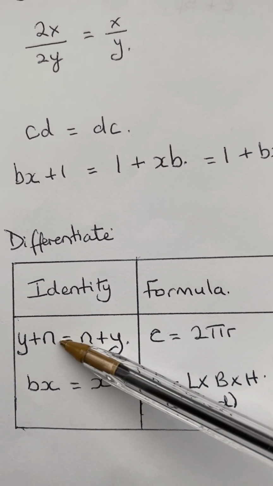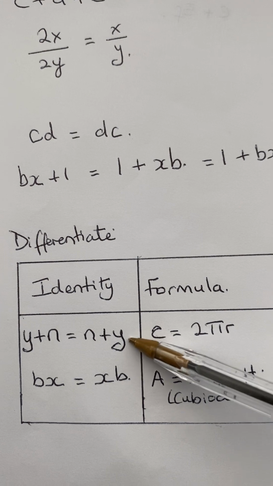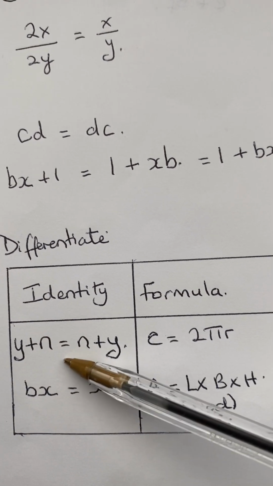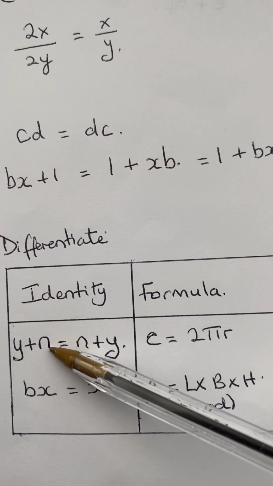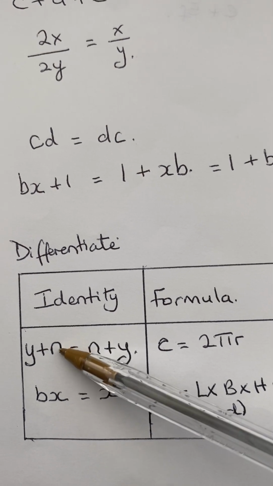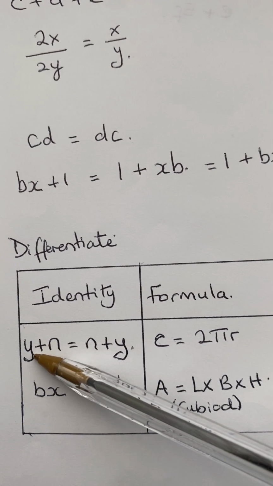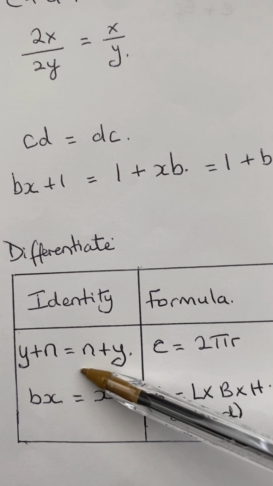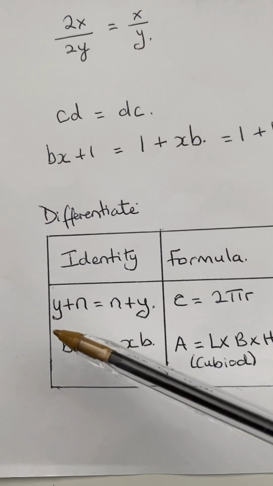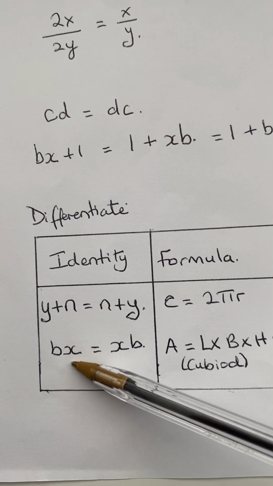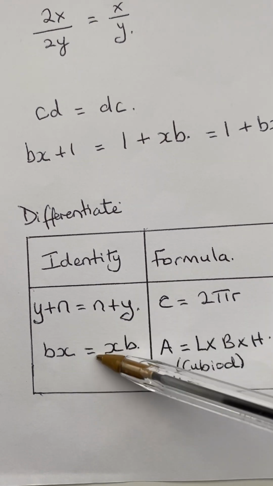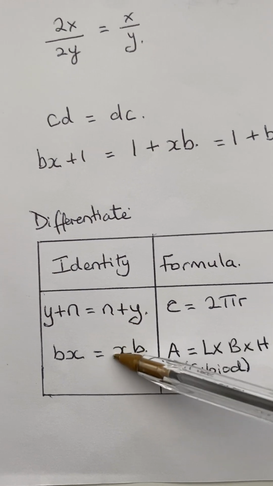y plus n equals n plus y, because as long as this equation is concerned, what y is and what n is, if we know what they are and we substitute, whether we add y first to n or n first to y, it will give us the same answer. So my second example is bx equals xb. These are identical. They have the same identities.